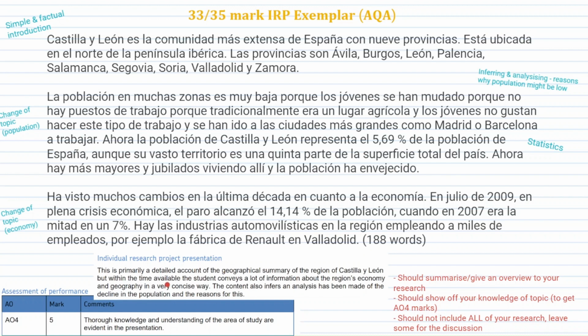The examiner's comment for the presentation says, this is primarily a detailed account of the geographical summary of the region of Castilla y León, but within the time available, the student conveys a lot of information about the region's economy and geography in a very concise way. The content also infers an analysis has been made of the decline in the population and the reasons for this.